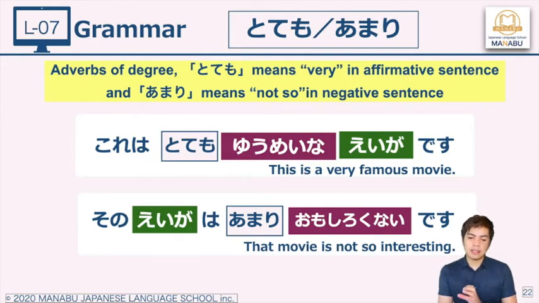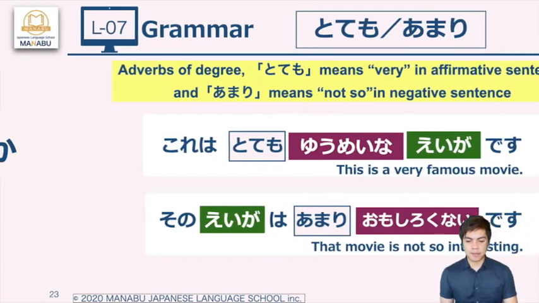Then we add the adverb of degree totemo, the word totemo. Kore wa totemo yuumei na eiga desu. This is a very famous movie. Next example, sono eiga wa amari omoshiroku nai desu. So, that movie is amari omoshiroku nai, not so interesting.